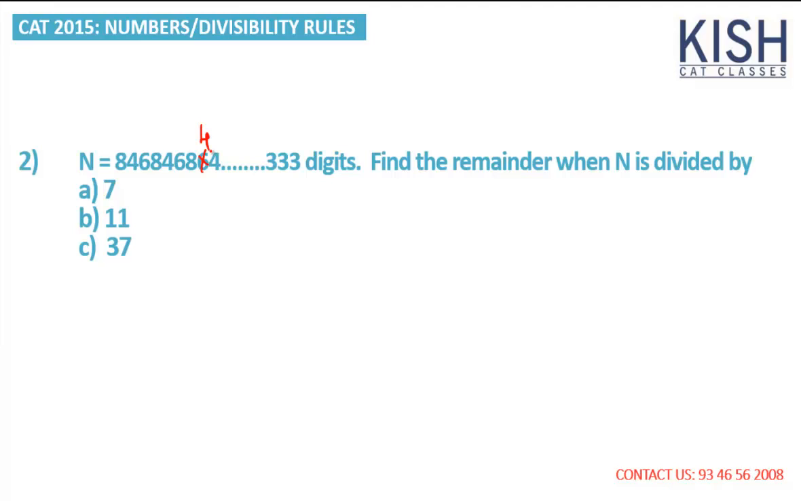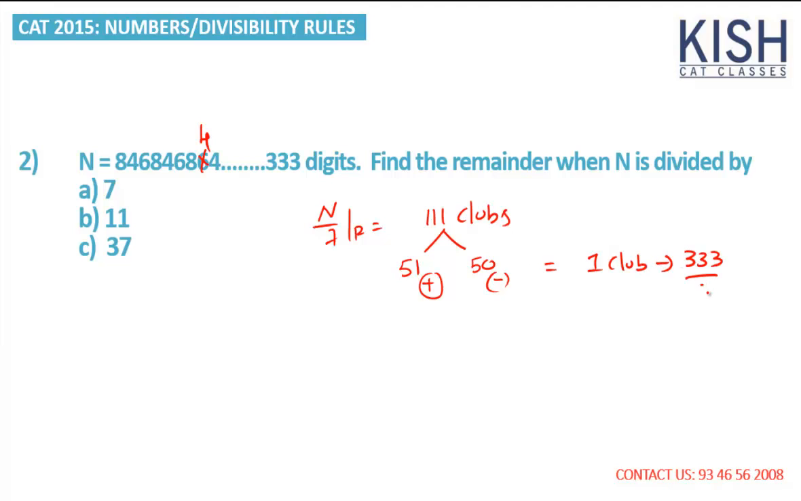Now, quite simple. We know how to divide N by 7. That is 111 clubs. So obviously 51 clubs will get plus sign, 50 clubs will get minus sign. As a result, we are left with only one club. That is 333 divided by 7. So remainder is 4. Very easy.